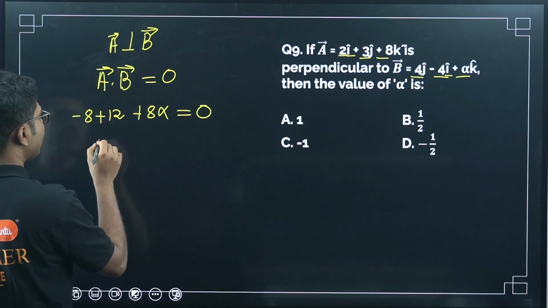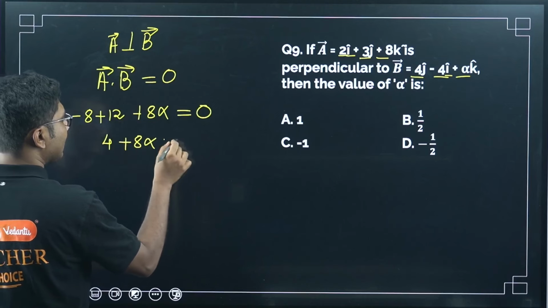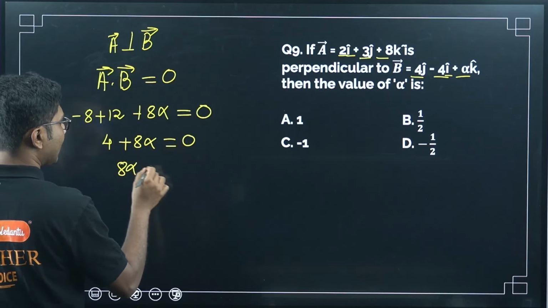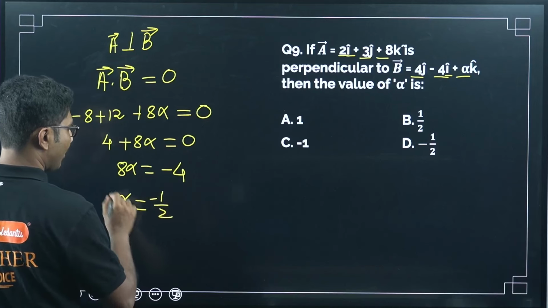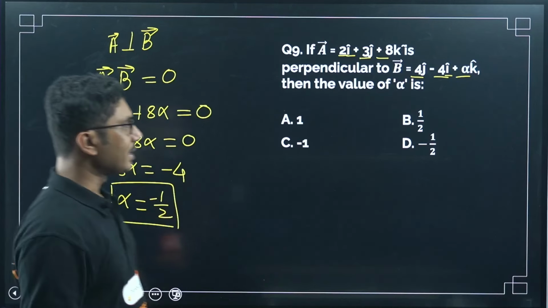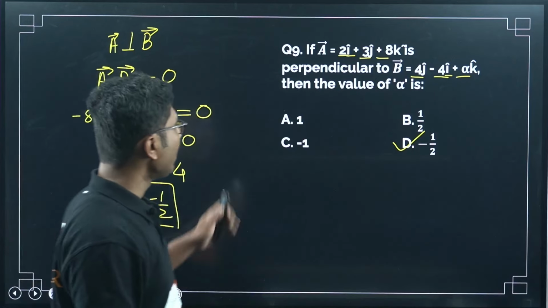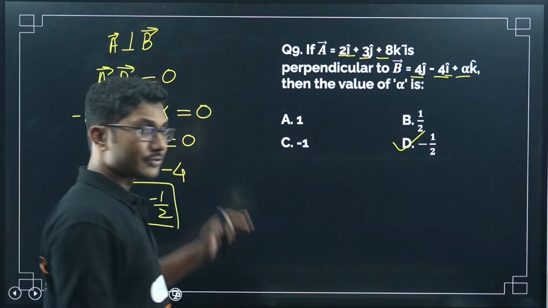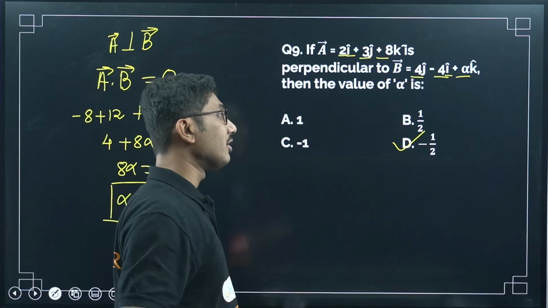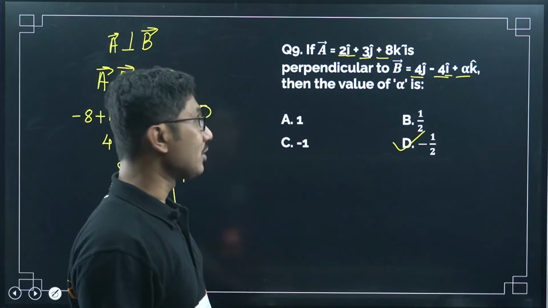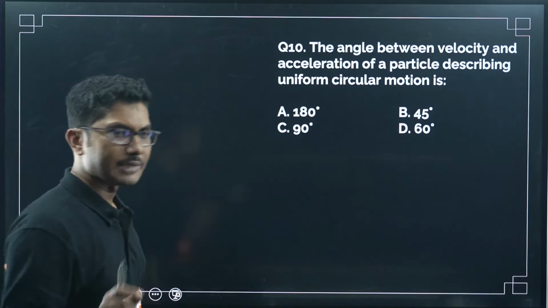So you can see that this will become minus 8 plus 12. So it will be 4 plus 8 alpha equals to 0, or 8 alpha equals to minus 4, or alpha equals to minus 1 by 2. So alpha is minus 1 by 2. Correct answer is option D in this case. I hope this helps you to solve such questions. This is a very important question. If you are preparing for any other competitive exam, also for JEE or NEET specially, this type of questions is very common. They will complicate the language, but the concepts will be the same.